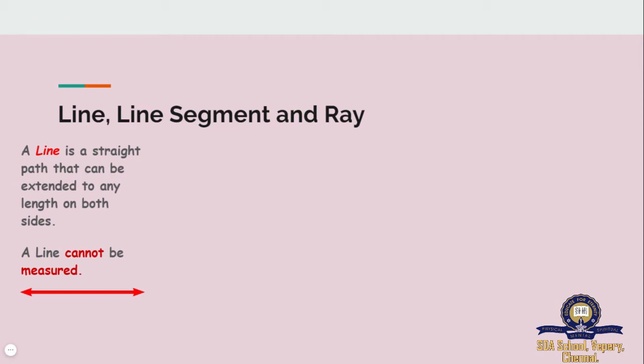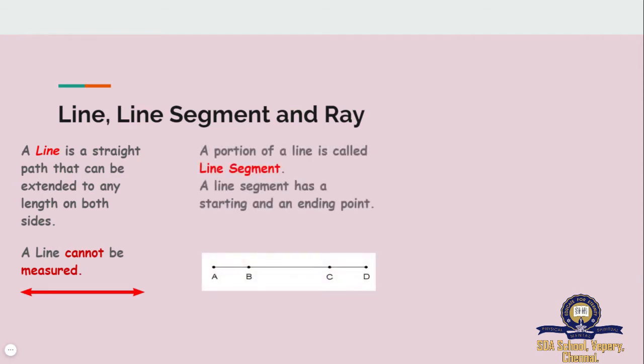You can see the red color line. It has arrows on both sides. We can keep extending the line on both sides, so we are not able to measure the length of the line correctly. A line is a straight path that can be extended to any length on both sides.